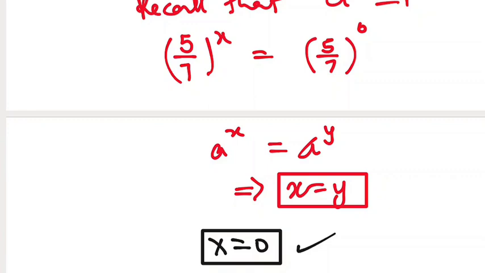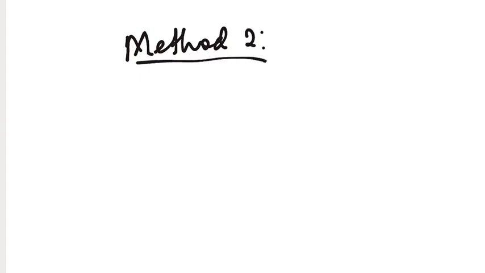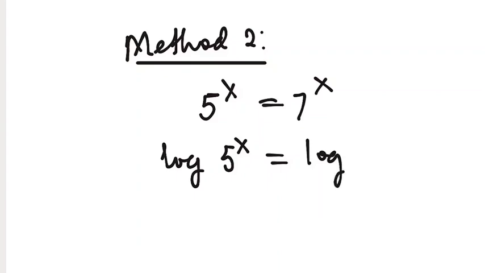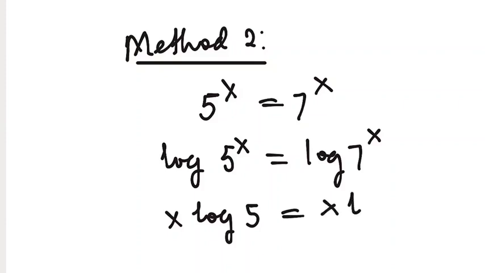Now let's look at method 2. So we have 5 to the power of x equals 7 to the power of x. So we are going to use the logarithmic law. So we take logarithm of both sides. When you see that, x will come down and multiply log 5, which equals also the same thing, x will come down, then we have log 7.